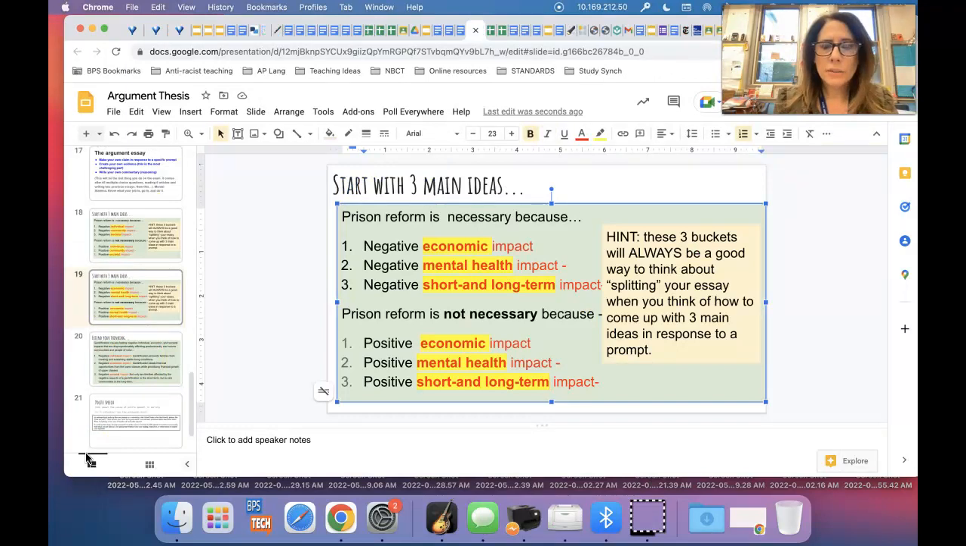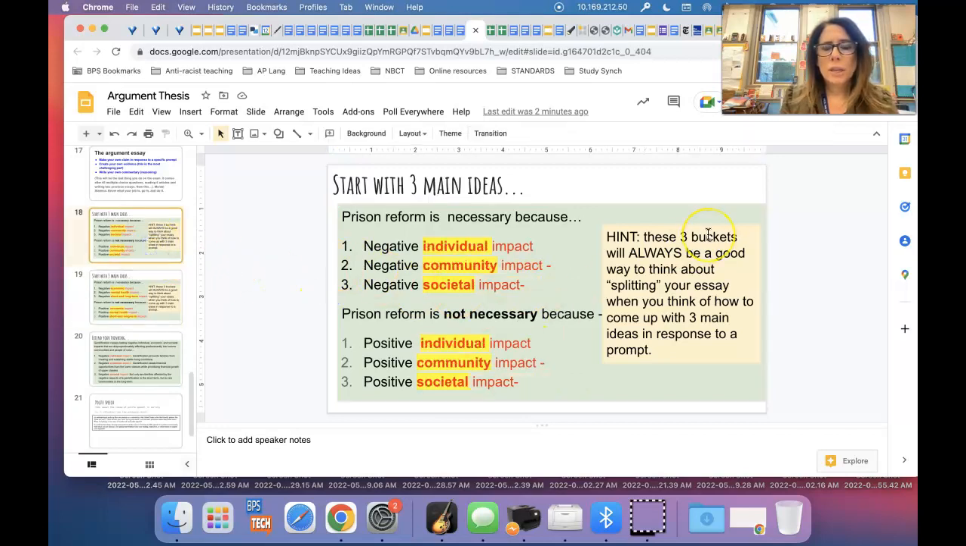So you can always organize your thesis and your overall argument essay by splitting it into 3 different buckets, and most of the time dividing it by economic, health or mental health, education, technology, equal opportunity. Those ideas would match a lot of different argument prompts that you would get. So for instance, here I organized it by the prison reform is necessary for economic, mental health, and short and long-term impacts. Now, this one is a little vague, so I'd have to really define what those short and long-term impacts are of reforming prisons, but that is an idea of how to split it.